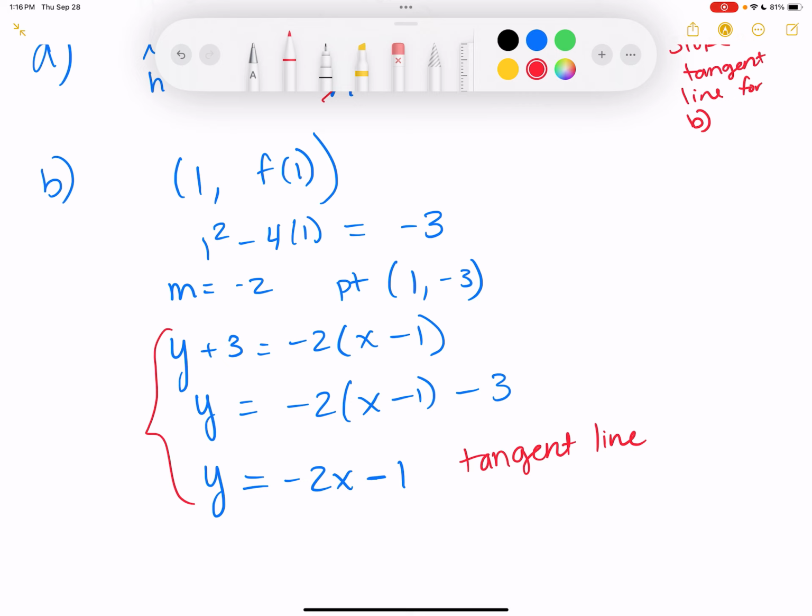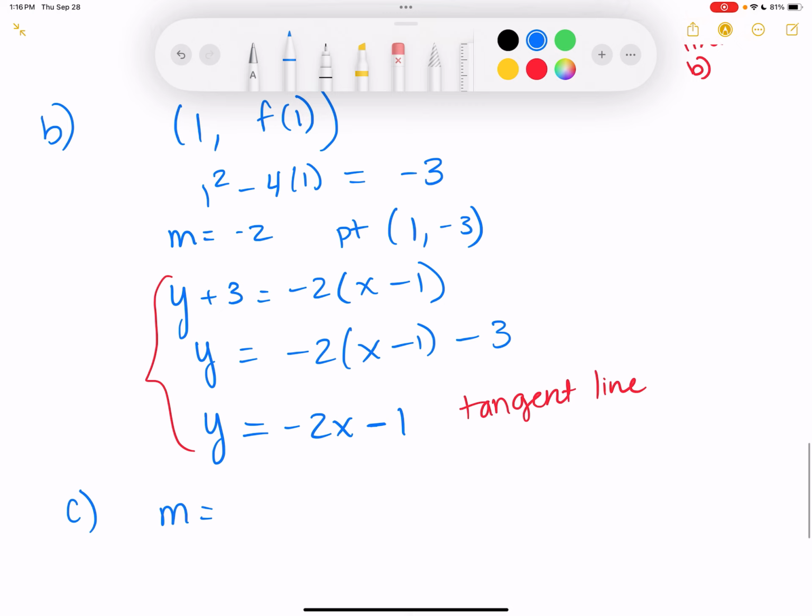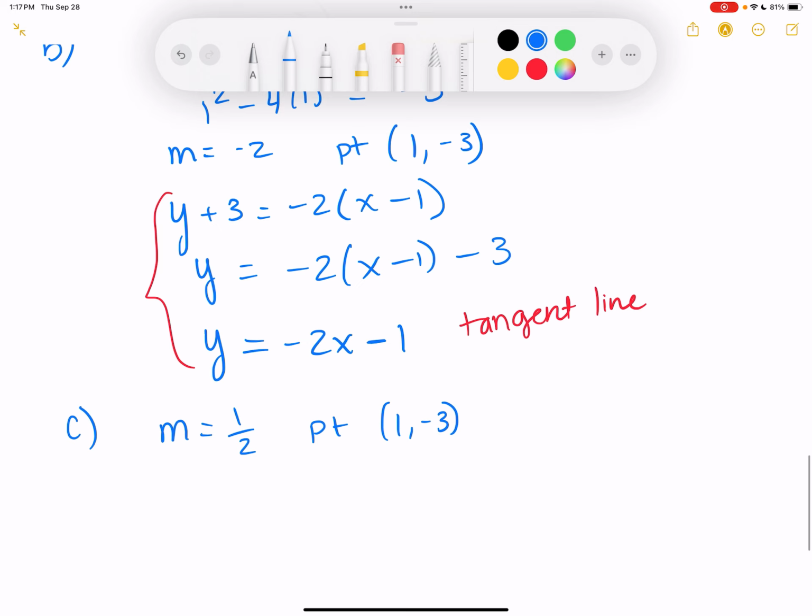And so lastly, part C, I need to find the normal line. So the normal line is perpendicular to the tangent line, and it's through the same point. So the only thing we need to do differently is the slope. So what is the perpendicular slope to what we had here? Positive half. Positive half, so it's opposite reciprocal. And then the point is still 1, -3. So y plus 3 is equal to 1/2 times x minus 1.